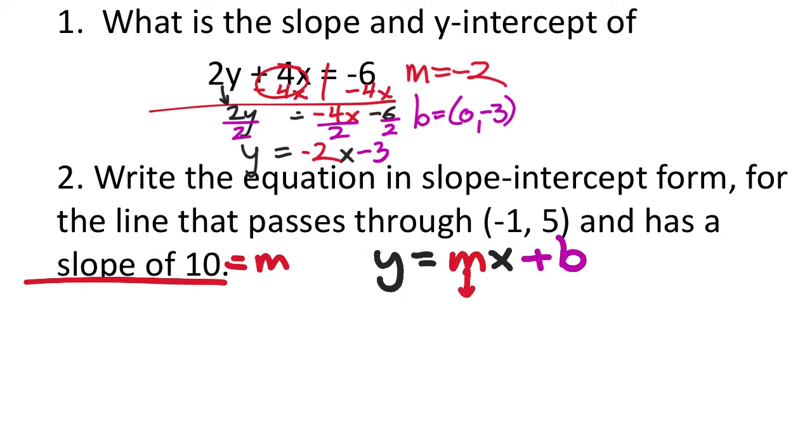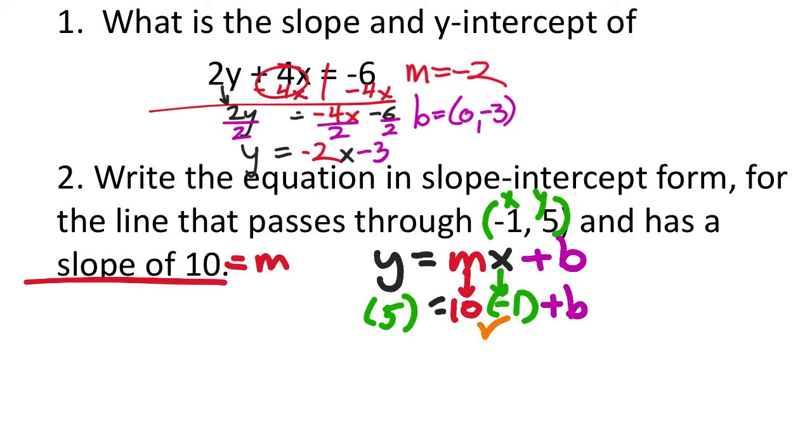And right there, well, they gave us a slope as 10. Well, they also gave us x and y values in the ordered pair to replace into the formula as well. So the x value shows as negative 1, and the y value shows as positive 5. So I got 5 equals 10 times negative 1 plus b.